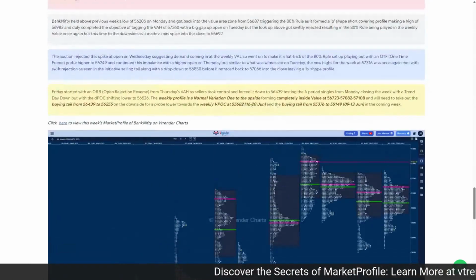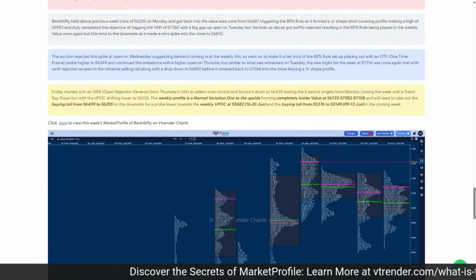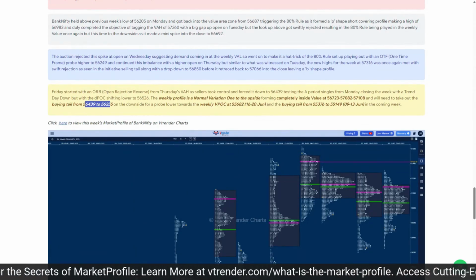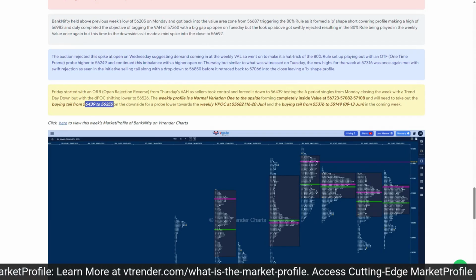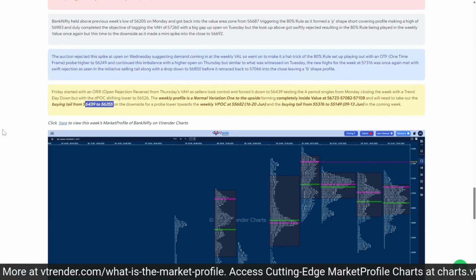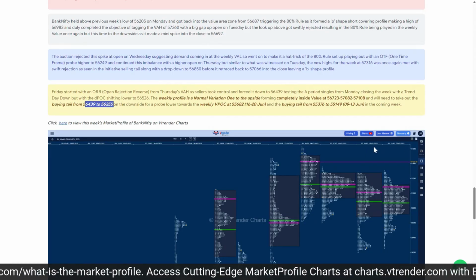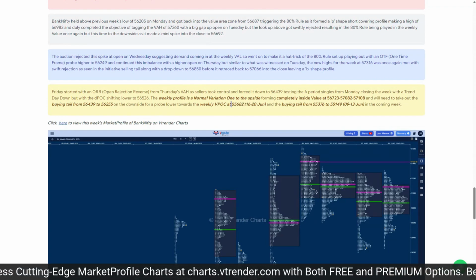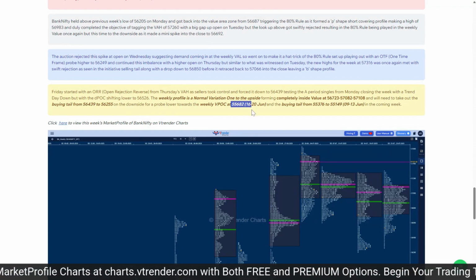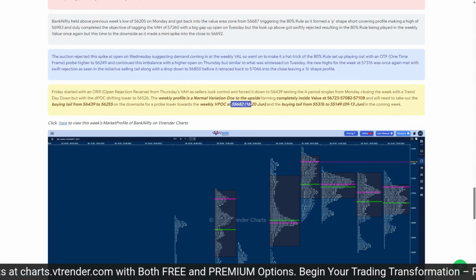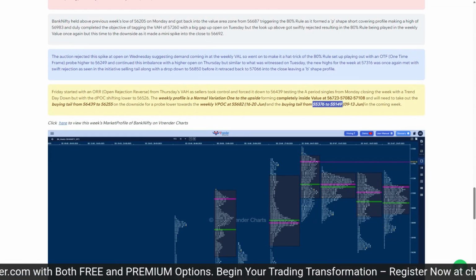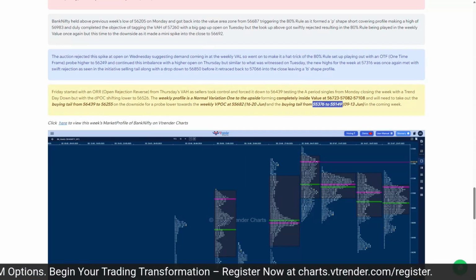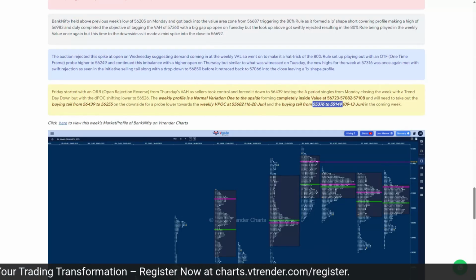So the weekly profile is a normal variation one, completely inside value. We'll need to take out the buying tail from 56439 to 255. So this has been taken out in spot, and you can see how we have gone on to probe lower. So our target on the downside on the weekly time frame would be this 55682, which is a weekly VPOC, and then we have the buying tail from 55376 to 149 from again the lows of June, which would be our lower objective for the monthly settlement.